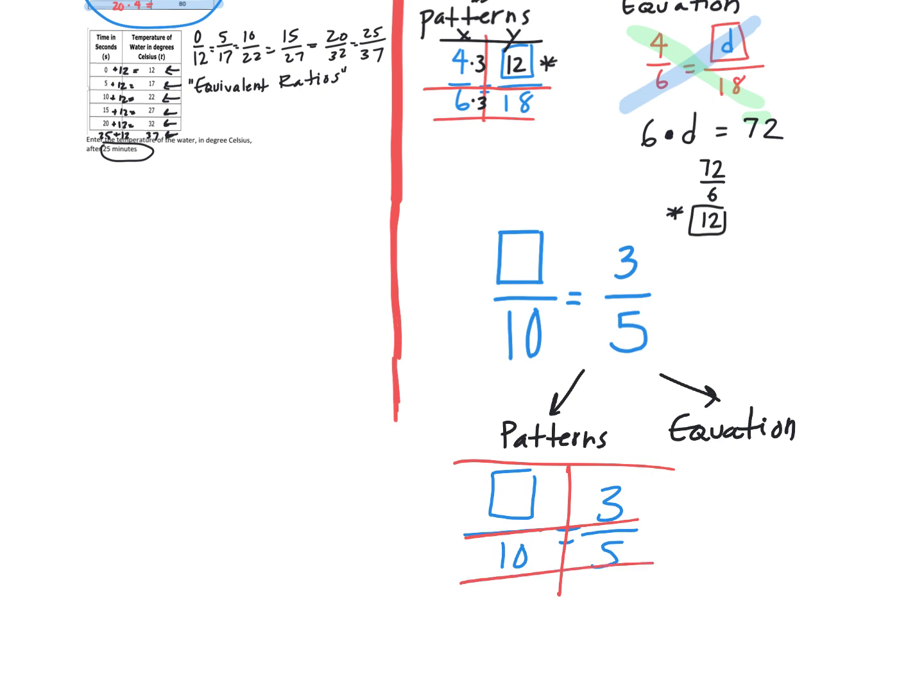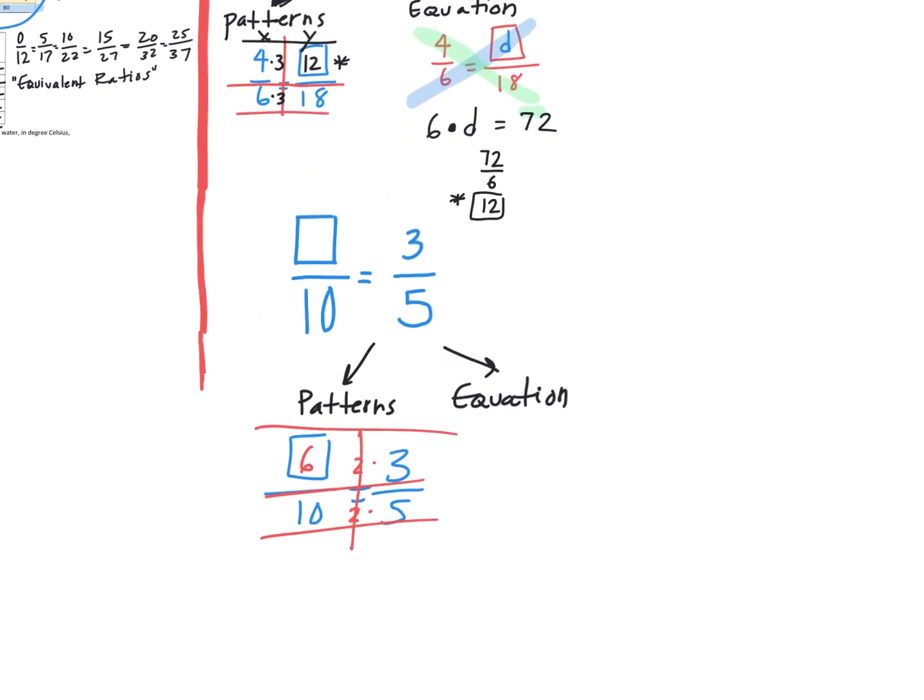And we know in this case, we're going to have to go backwards because you see the 10 is bigger. 5 times 2 is 10, so 3 times 2 is 6. That's our pattern. We just went the other way because our box was on the other side. All right, 5 times 2 is 10, 3 times 2 is 6. Oh, that's pretty easy.